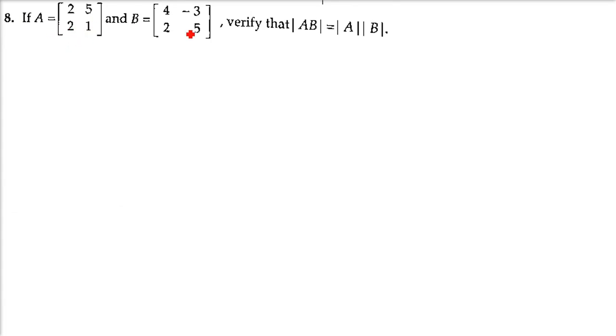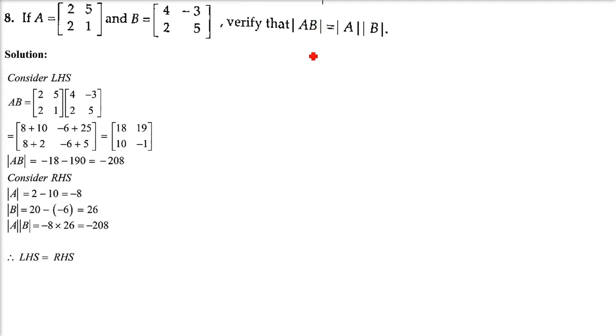Now here we have two matrices. We have to find out the determinant of A multiplied by B, and individually the determinants of A and B and multiply them. So we have to see whether they both are equal or not. Okay, let us see A. It's a simple 2 by 2, so it will just be cross multiplication. But we have to multiply A and B, then we have to do the determinant.